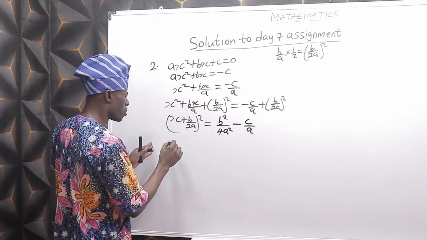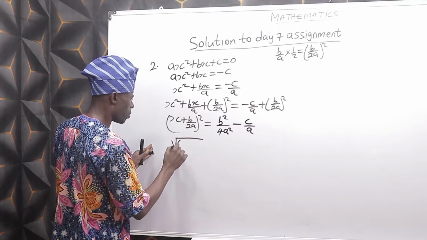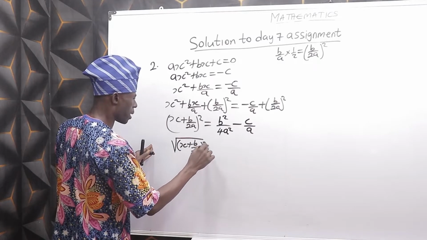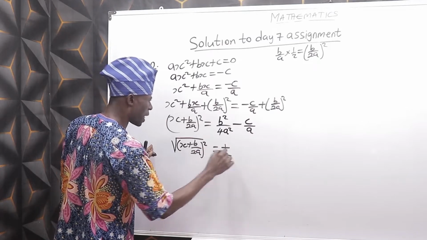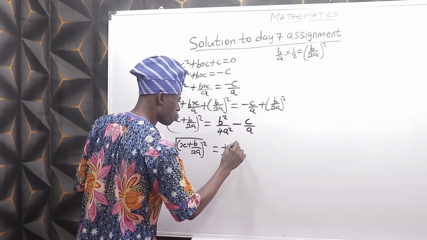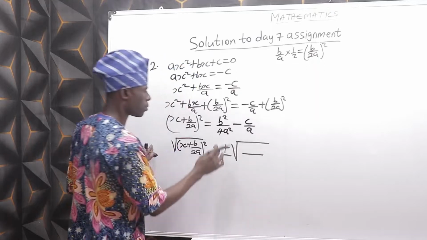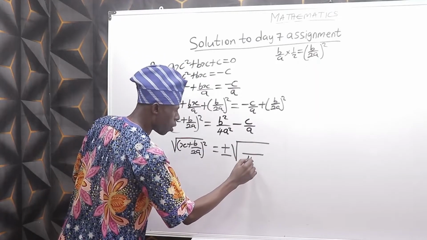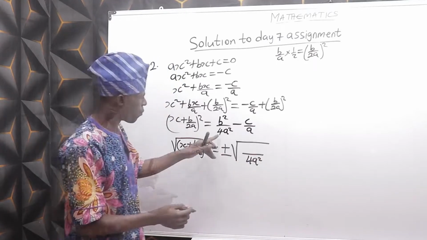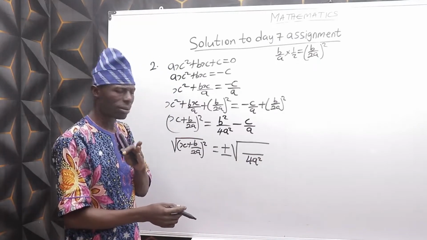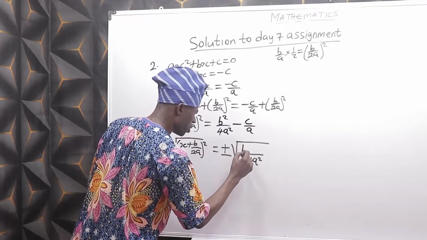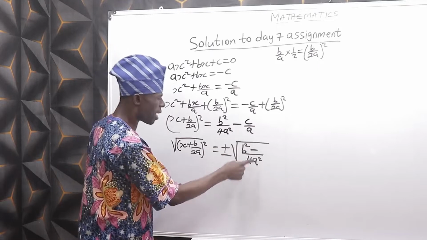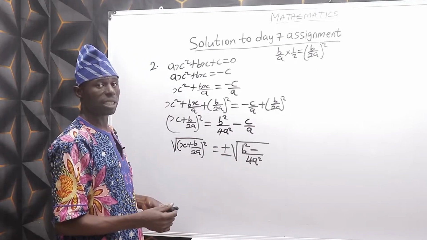Taking the square root of both sides, we have x plus b over 2a all squared equals plus or minus square root of, we now simplify this, find the LCM. The LCM is 4a square. 4a square and 4a square, that is 1. 1 times b square, that gives us b square, minus a in 4a square, that is 4a.